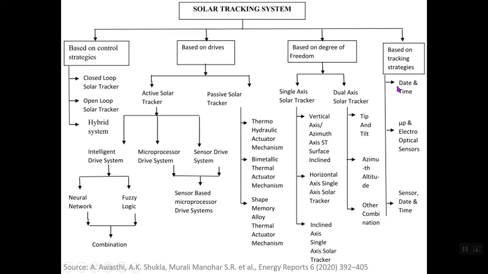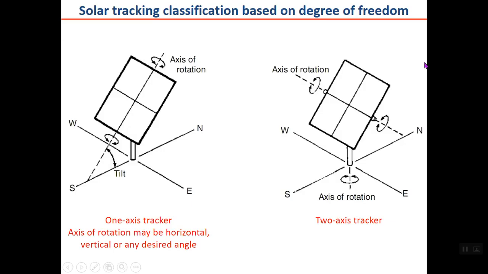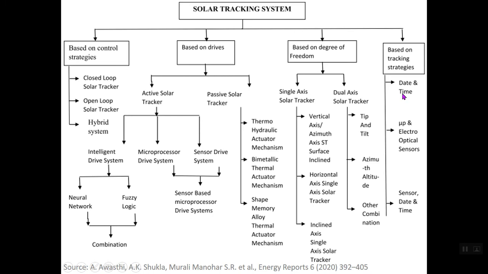The most common ones are the date and time system. By the equations that you have learned up to now, if you have date, time and location, then you can simply calculate the sun position, and it is possible then to direct the surface toward the sun. The other method is sensor-based, in which a sensor detects the position of the sun, and then the tracker is directed toward the sun. And finally, the last classification, which is my concern here, is based on degree of freedom.